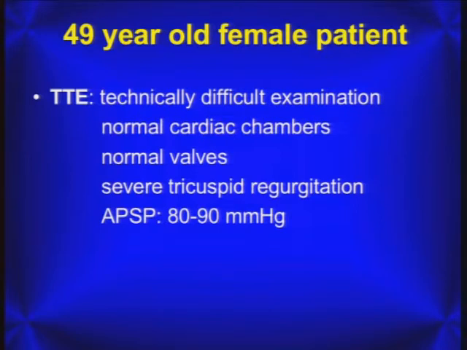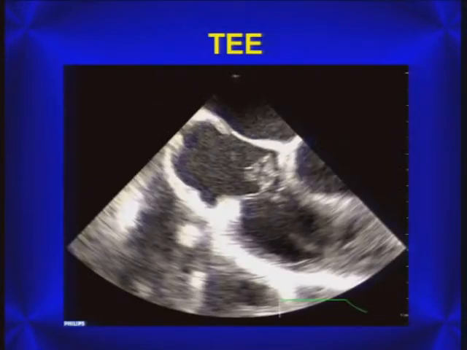The transthoracic examination was technically difficult, but we saw normal cardiac chambers, normal valves, and a young colleague reported a severe tricuspid regurgitation, and the calculated pulmonary systolic pressure was extremely elevated in accordance with the previous result. So we went further.